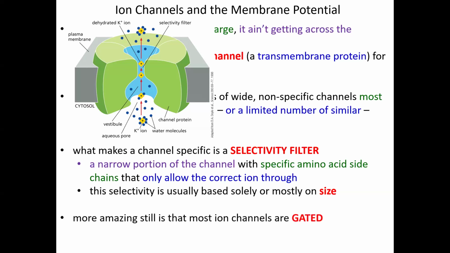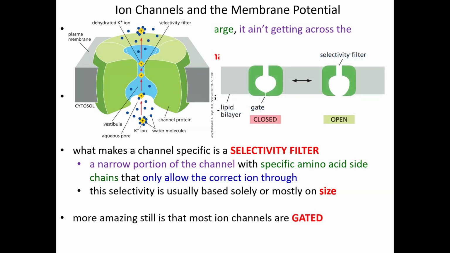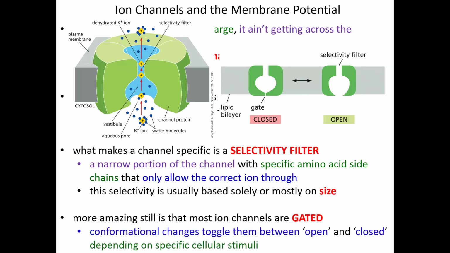What I find nearly science fiction, more amazing than just a selectivity filter, is that most ion channels are gated, and I've already kind of hinted at that in the opening slide. By gated, we mean that these channels can have an open state and a closed state where the gate is closed. And so the channel itself can be regulated, allowing ions through when the channel is open and blocking even those specific ions when the channel is closed. So these are due to conformational changes in the channel protein. The protein changes its shape, and change of shape, of course, changes function. One particular conformation would be the open conformation, and ions can get through, and another conformation would be the closed, and ions can't get through.